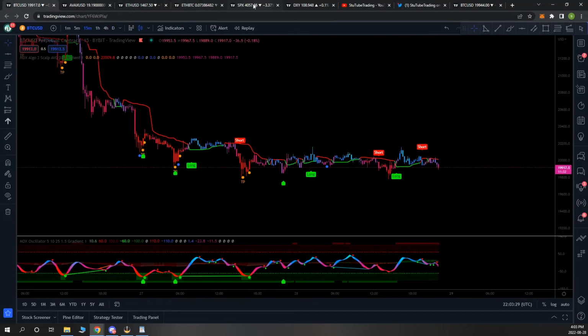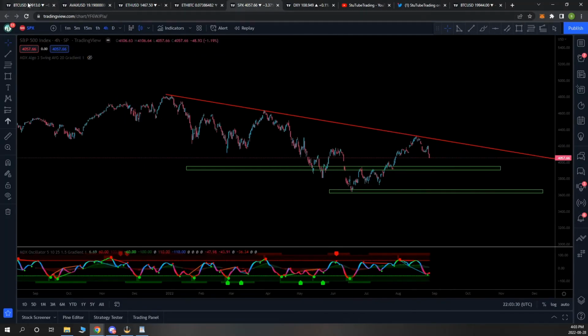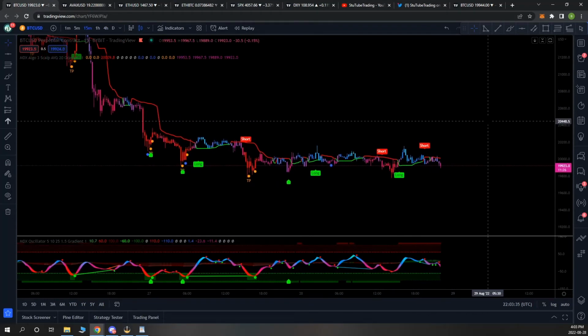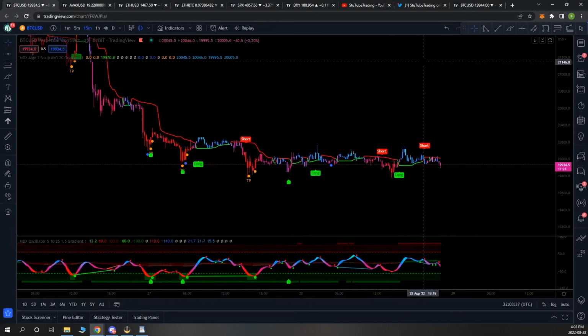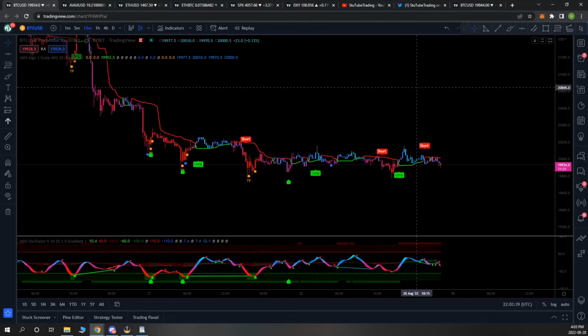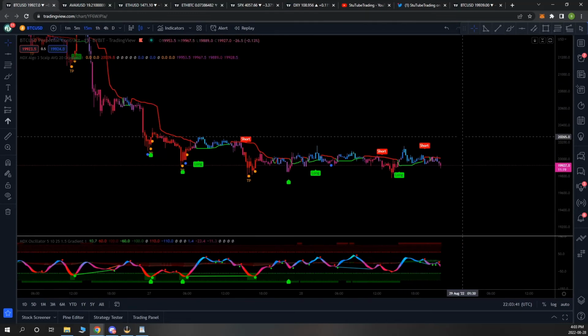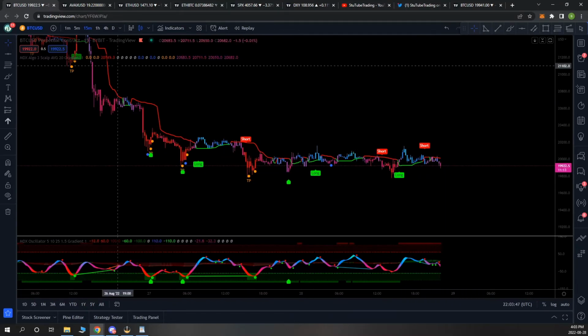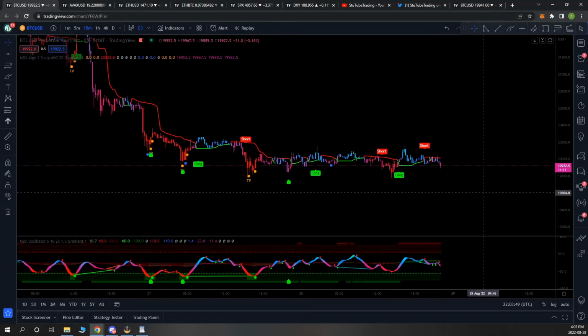I think Bitcoin's wanting to drop that. It's dropping now. I mean, it's a low time frame, but yeah, it just dropped to the 19,900. Yeah. So you can see we are consolidating right underneath the short trend line there on the MDX3.